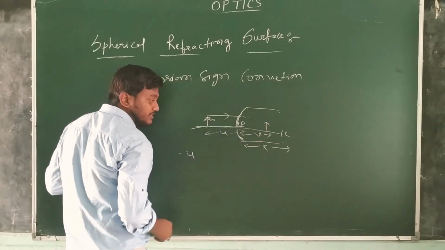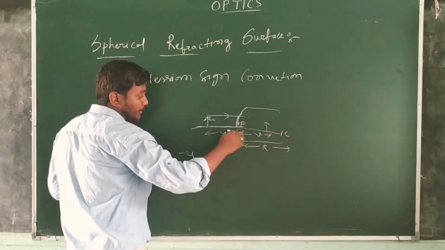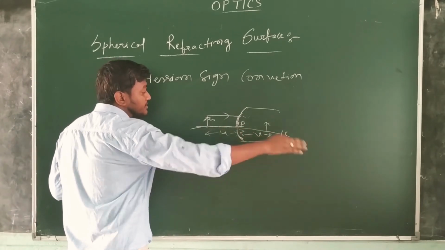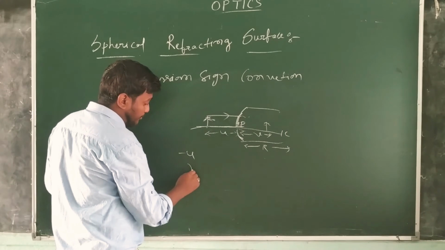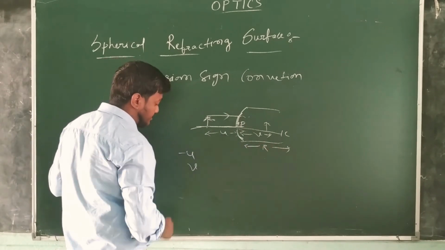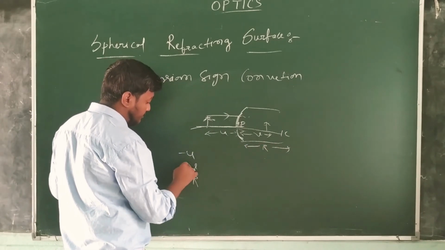What will be the image distance? We have measured the image distance in the same direction of the incident ray, so it will be positive. And what about radius of curvature? So radius of curvature will be positive.